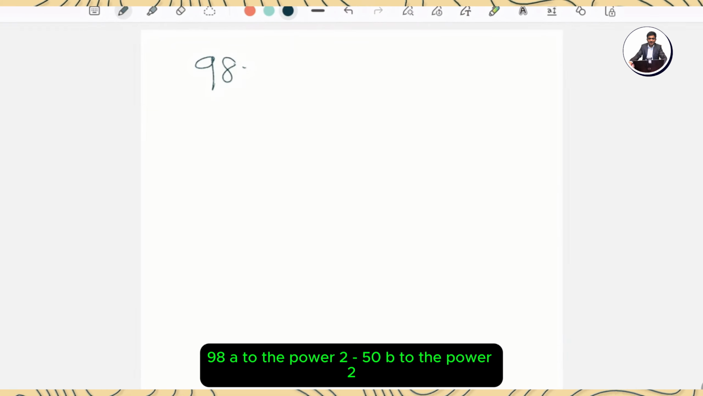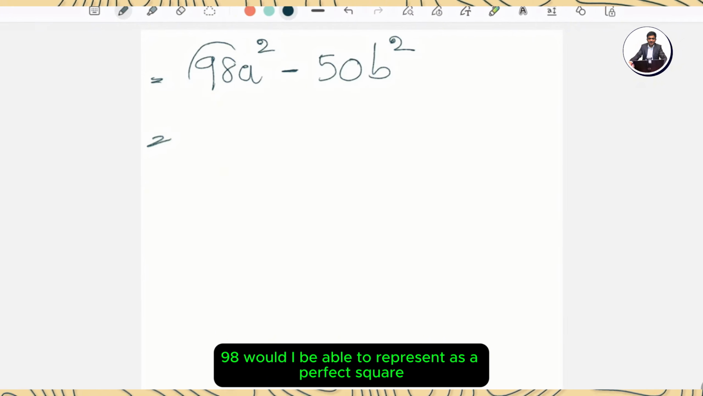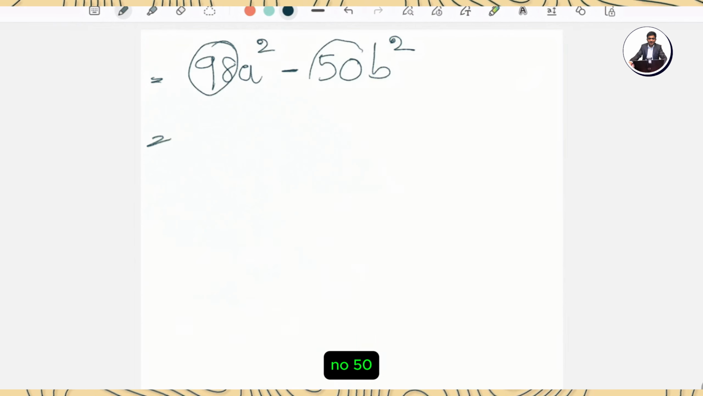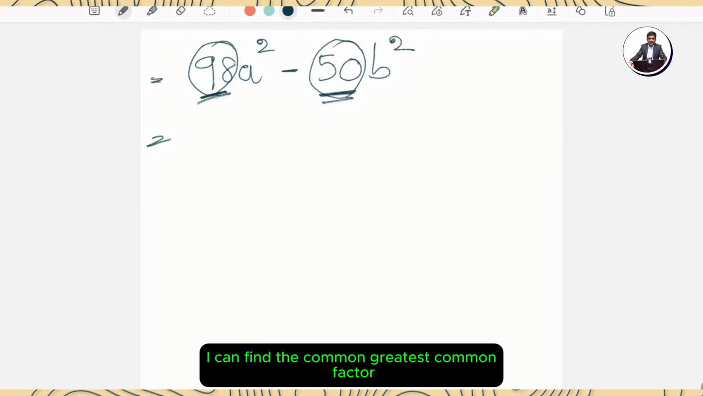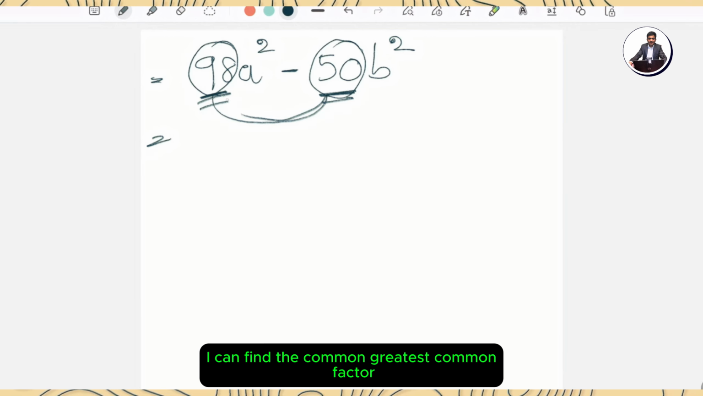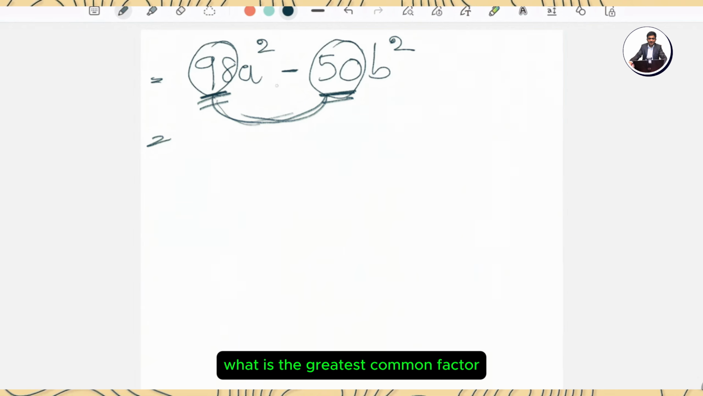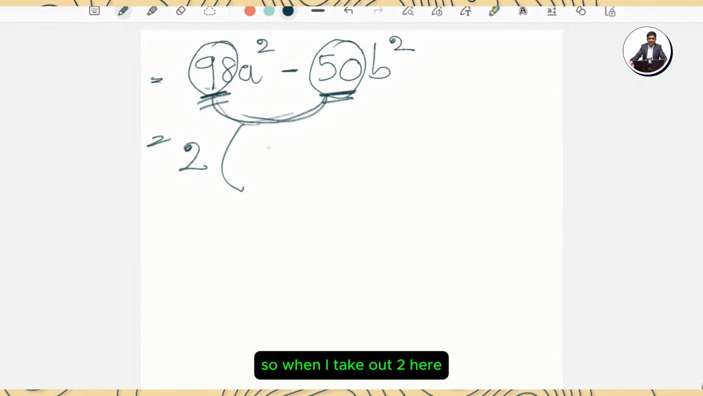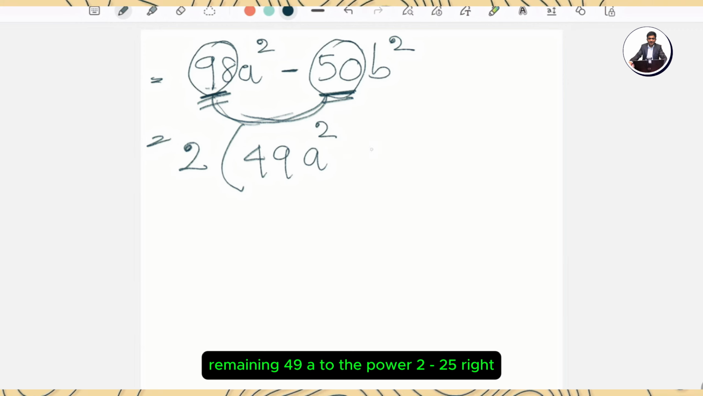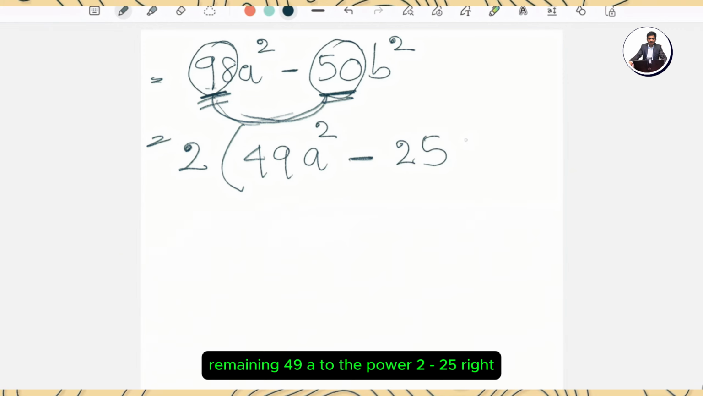And let me show you another example. 98 a to the power 2 minus 50 b to the power 2. 98, would I be able to represent as a perfect square? No. 50? No. But for 98 and 50, I can find the greatest common factor. What is the greatest common factor of 98 and 50? It is 2. 2 is common for both of them. So when I take out 2, the remaining is 49 a to the power 2, negative 25 b to the power 2.